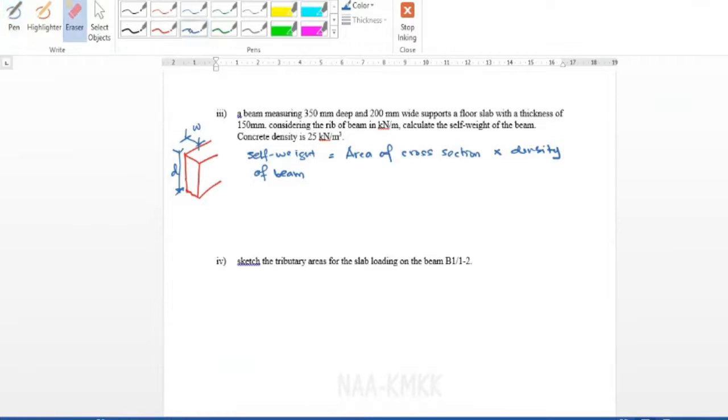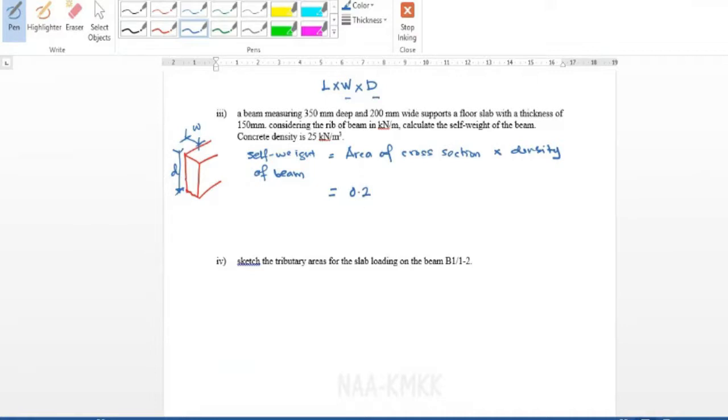Okay, so self weight of beam equals area of cross section. Width given is 0.2. Remember to put the width first, because we always measure the dimensions of any structure, any construction, as length, width, depth. Okay, length, width, depth. So here we have width and depth.